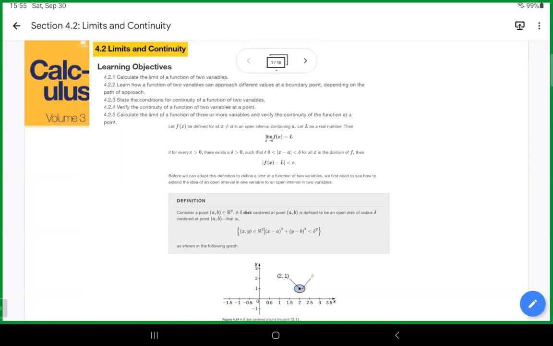Before we can adapt this definition to define a limit of a function of 2 variables, we first need to see how to extend the idea of an open interval in 1 variable to an open interval in 2 variables. So definition, consider a point (a, b) that is an element of R squared. A delta disk centered at point (a, b) is defined to be an open disk of radius delta centered at point (a, b), as shown in the graph. Okay, so that is everything for the first slide.